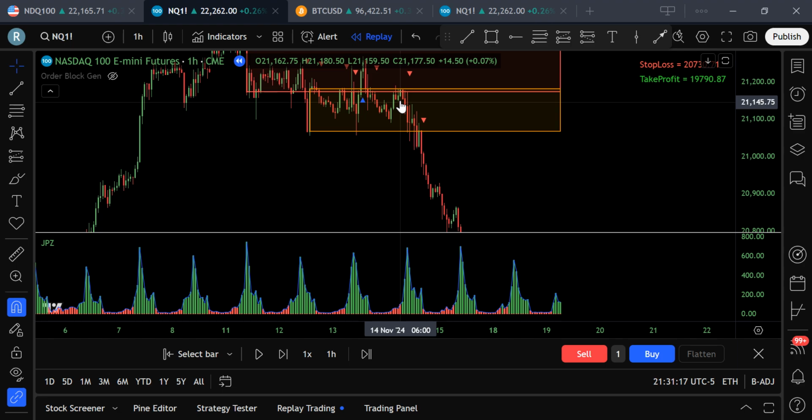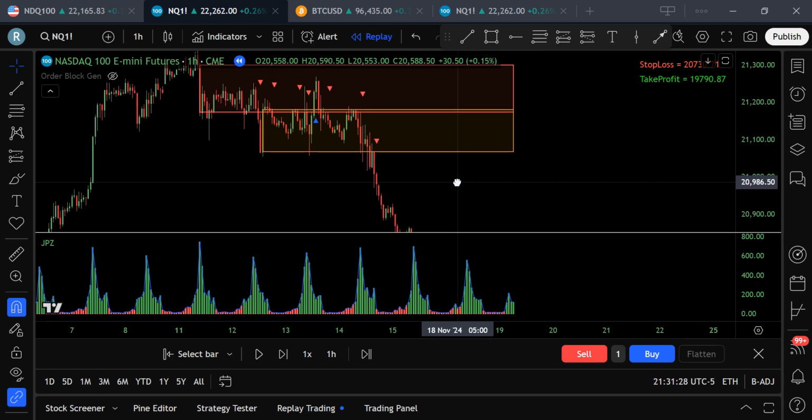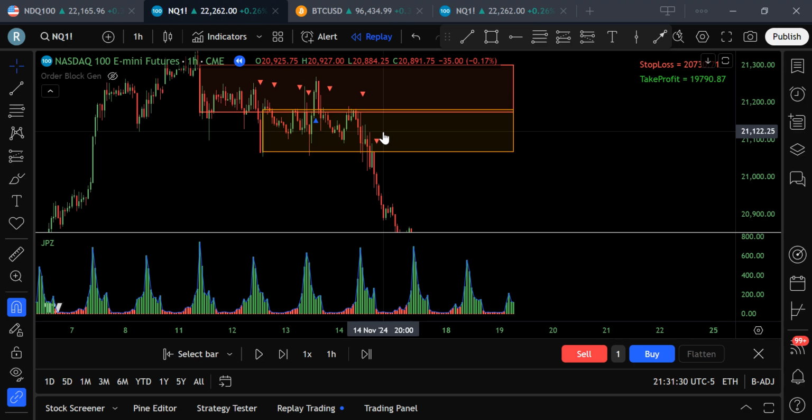And so what do we have? It keeps retesting it, and right here breaks below it, we get a sell alert, and it is now not considered a support zone anymore, but a resistance.